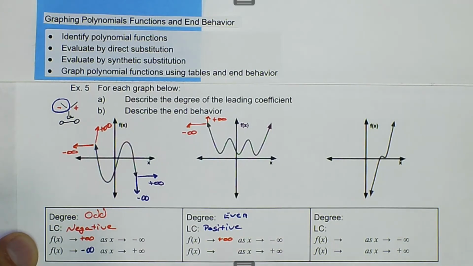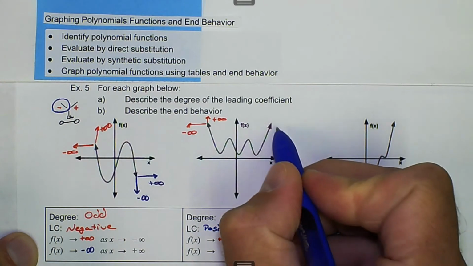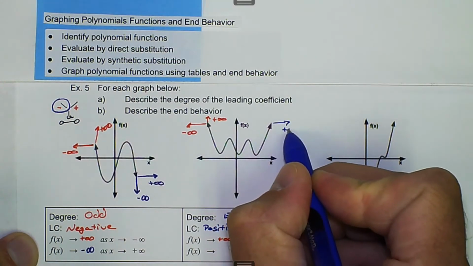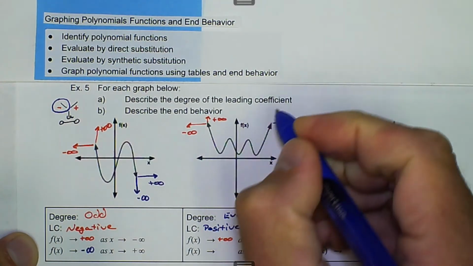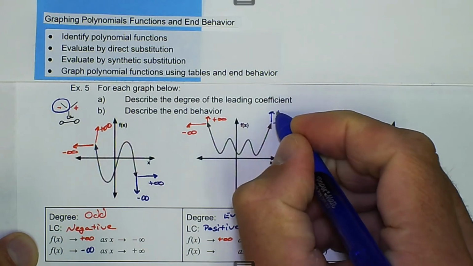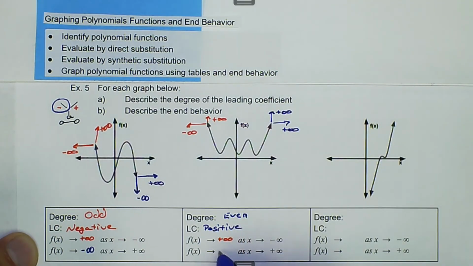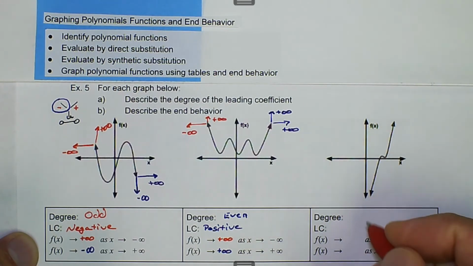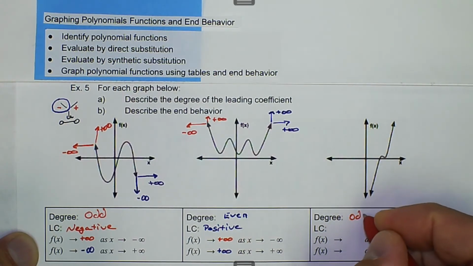And then as x goes to positive infinity, what's the function do? The function goes to positive infinity. And then we have another example, and we can see that they're going in two different directions again. So this is going to be an odd function.